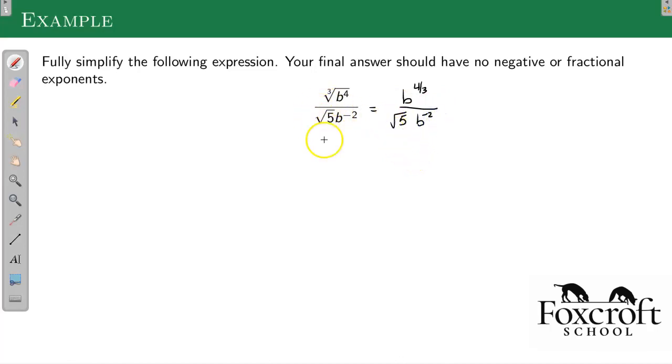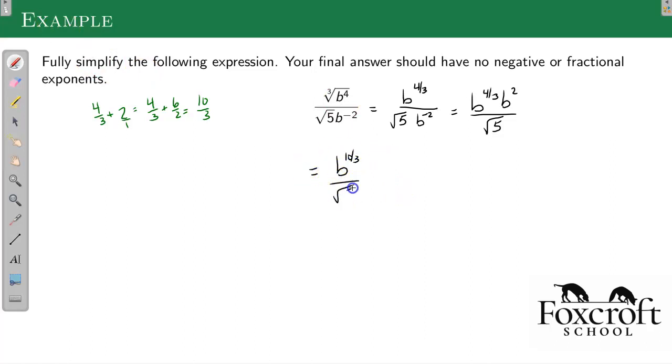All right, this square root, I'm not sure why that's there. It's kind of just separate. That's just kind of going to stay there. That b can move up to the top. And square root of 5 is just going to stay down here. And now I know I can add these together now that they're on the same part of the fraction. I get 10 over 3. And then b to the 10 over 3 is b to the 10th, and it's cube root.